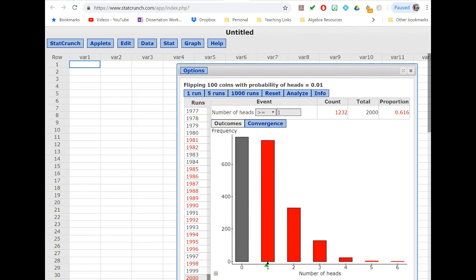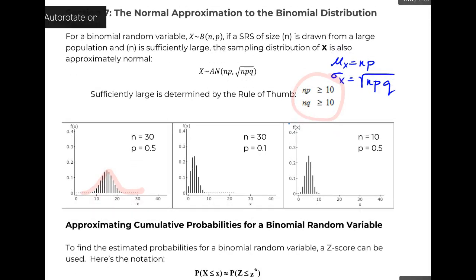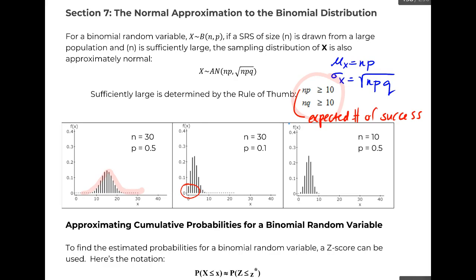So that's where the rule of thumb in the notes comes in right here, sufficiently large by our rule of thumb. This rule of thumb is basically saying our expected number of successes and failures is at least 10. So this is the expected number of successes. In that last example, our expected number was only a 1. So that's why we were getting caught up right against this endpoint, and we weren't able to see both sides of our distribution. So that's expected number of successes versus our expected number of failures.